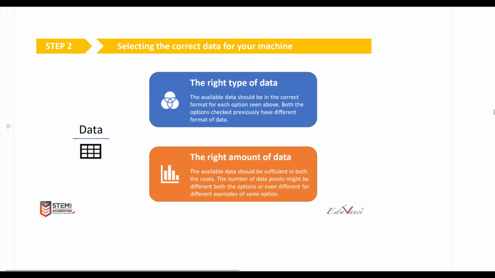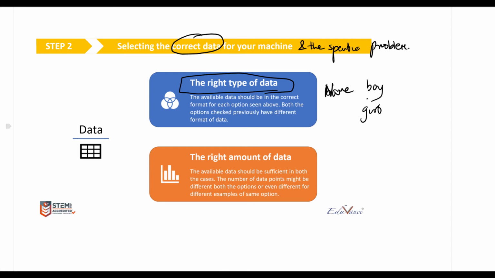Step number 2 is you need to select the correct data for your machine, and I would say the correct data for your machine and the specific problem that you are addressing. That tells us that first you need the right type of data. For example, if I'm trying to say based on the name whether it's a boy or a girl, and now instead of giving the machine names of people, I'm suddenly giving the machine names of cities, do you think the machine will learn properly? The answer is absolutely no.